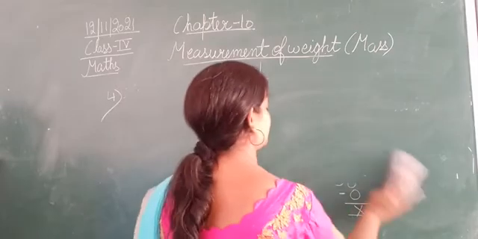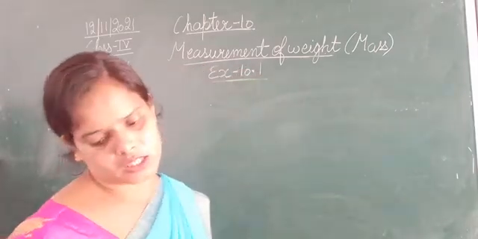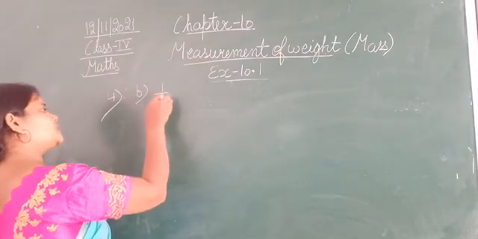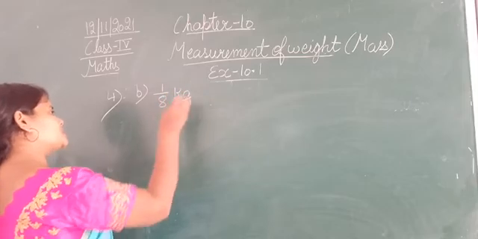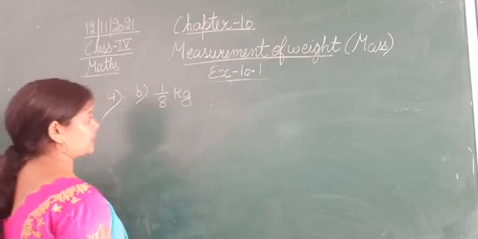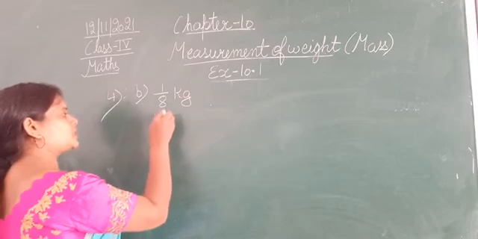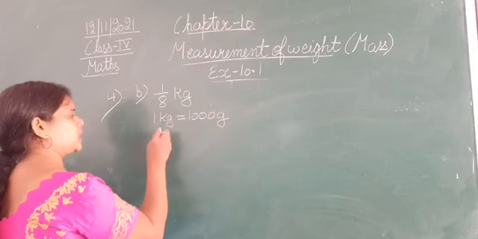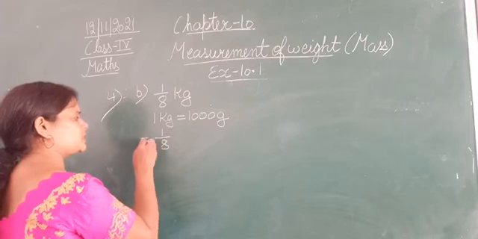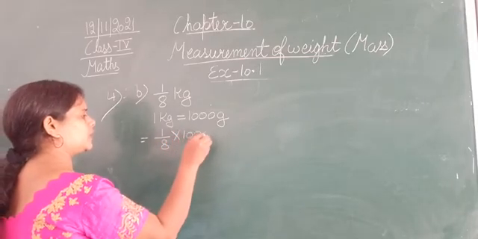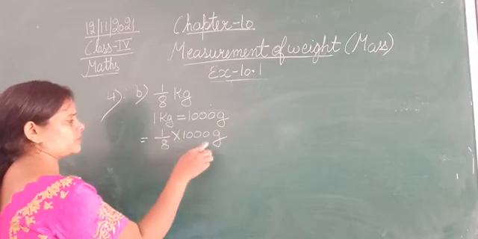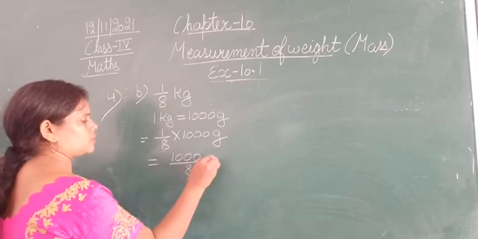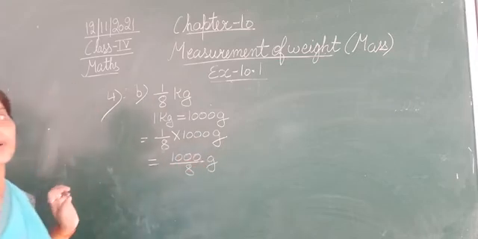The B part is to convert 1/8 kg into grams. All the parts need to be converted into grams. So 1 kg is equal to 1000 grams, and for 1/8 kg, if we multiply it with 1000, it will be converted into grams. So 1 multiplied by 1000 gives 1000 upon 8 grams.